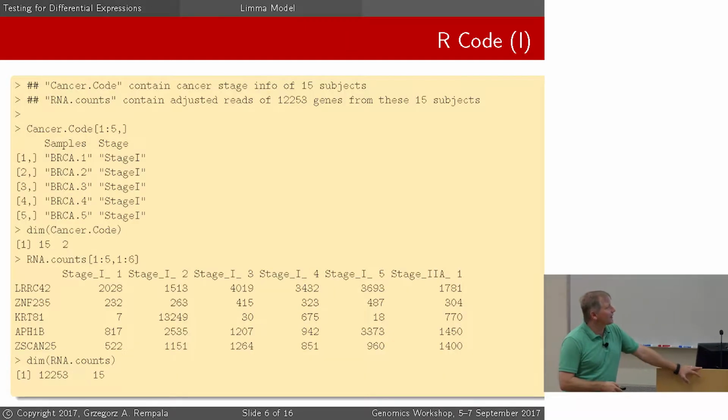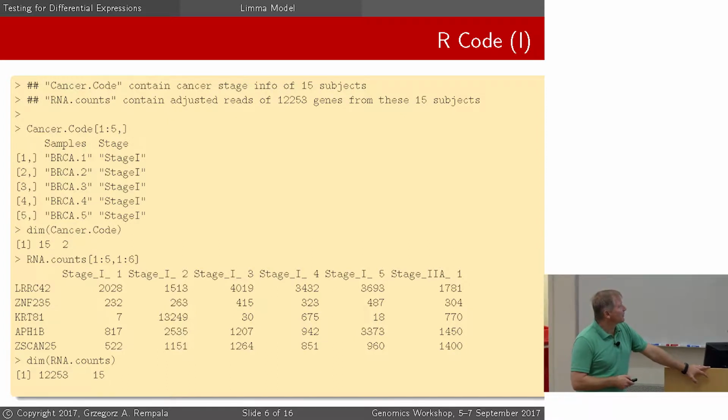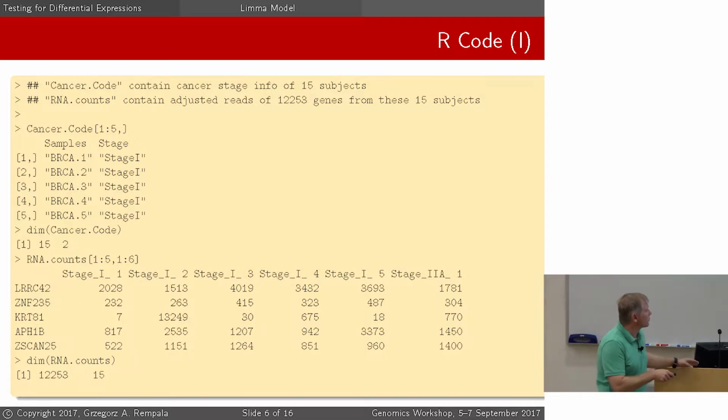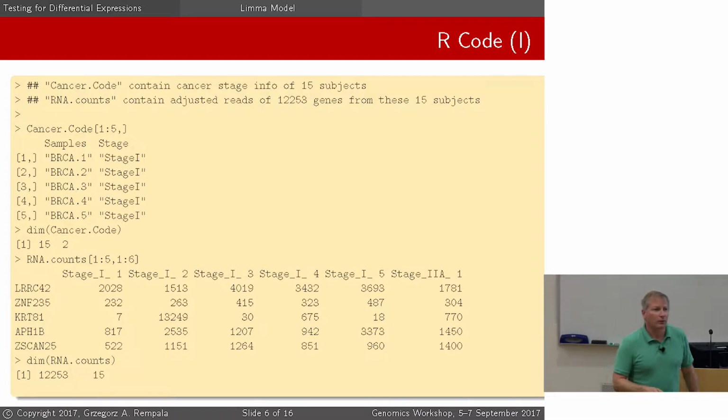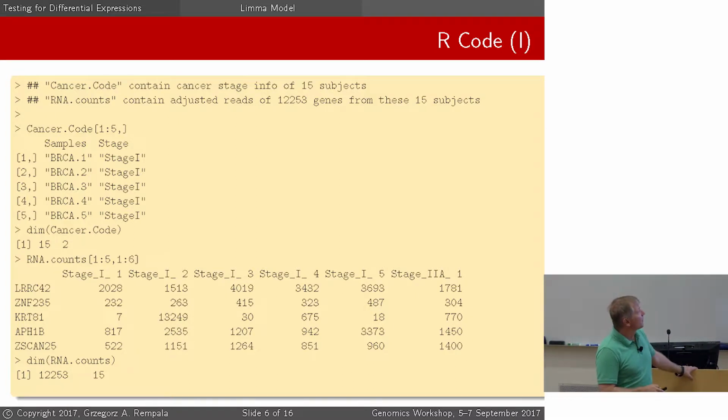So this is the data set that I was using earlier. Again, similar idea. These were the numbers that we had. There were 12,000 probes, or 12,000 tags, that were used. There were 15 individuals with different stages of breast cancer. I think we will be using this data set for the rest of the exercise. So this is something that you are already familiar with.